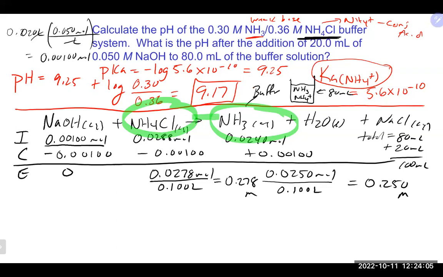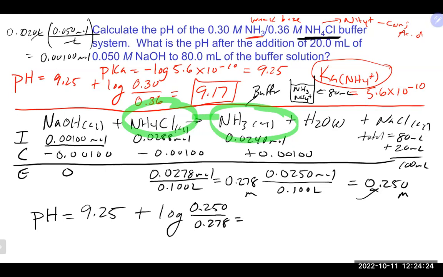That means at this point, to get the pH, you can again ice table it if you like, or go back into the Henderson-Hasselbalch equation, which is what I'm going to do. I'm going to take the same pKa value plus the log of the base. Once again, this is the base. So 0.25 over 0.278. That gives me a pH of 9.20 at this point.